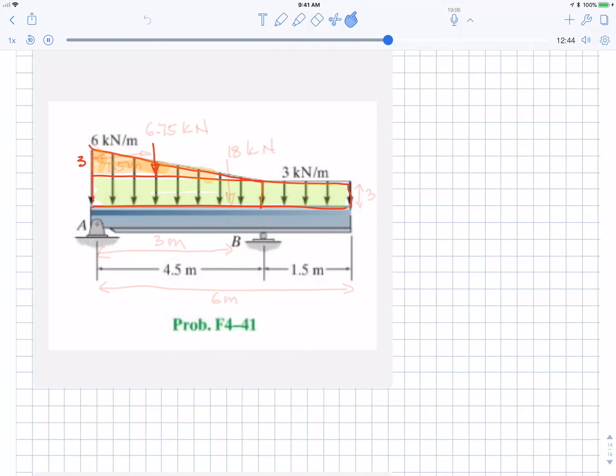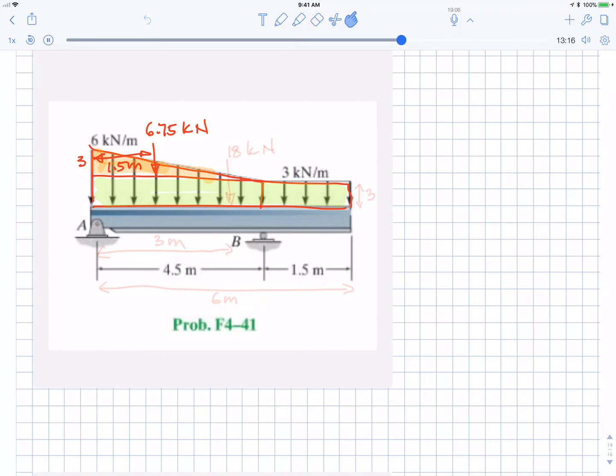The height of this triangle is 3, because the green rectangle is 3, and if the total height's 6, the orange part's only 3. So we need to take 1/2 times 3 times 4.5, and that comes out to be 6.75 kilonewtons. And it's at 1/3 from the tall side, or 2/3 from the pointy side of the triangle. I'll just do this. So 1/3 of 4.5 is 1.5 meters.